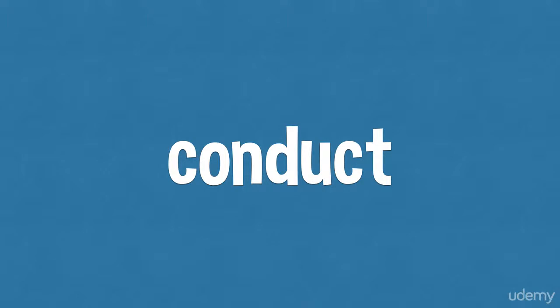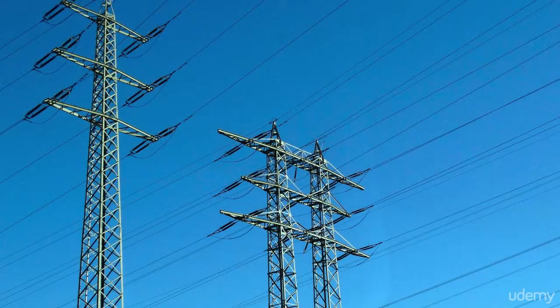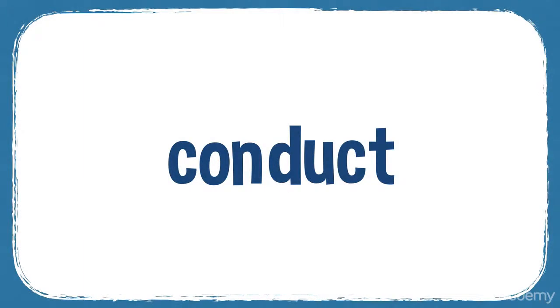But in science, what we're going to look at is some materials let heat and electricity go through it. So those materials conduct heat and electricity. So for example, here are some electrical pylons or towers and the electrical cables. And the cables are conducting electricity. So note the stress on the verb as well. Conduct, stress on the second syllable.